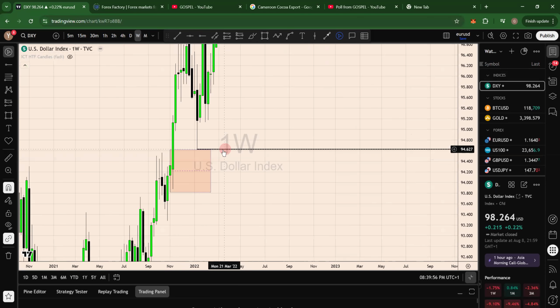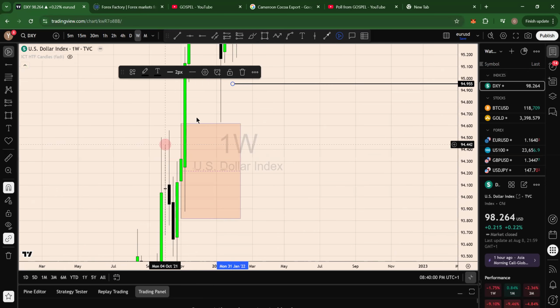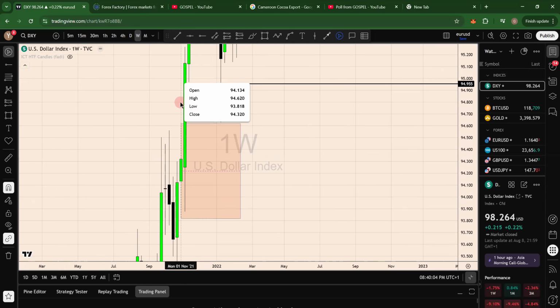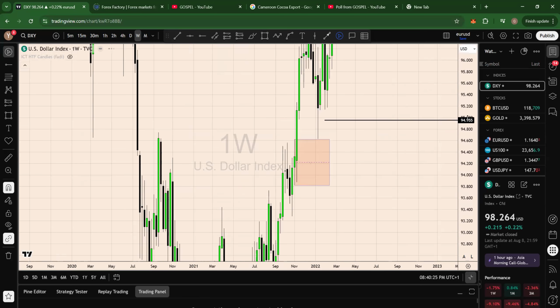We didn't. Let me see. Let's look at it closely. Looks like price did not mitigate it. Yeah, the high of the candle comes in at 94,620, and the low of that one comes in at, what is that? The low comes in at 629, while the high of this one is 620. So we have a difference of about 9 pips. So we actually did not mitigate that area.